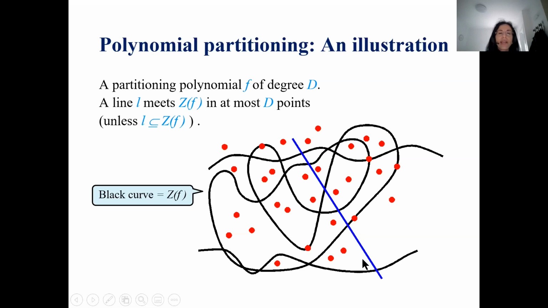And this blue line here, this is a preparation for the next slide. A line intersects the zero set in at most capital D points. And why is that? Because we can take the parametric representation of the line and substitute it within the equation of f, and then you get a univariate polynomial of degree at most D. It has at most D roots, and each of these roots is exactly an intersection point. Okay, so this is points.